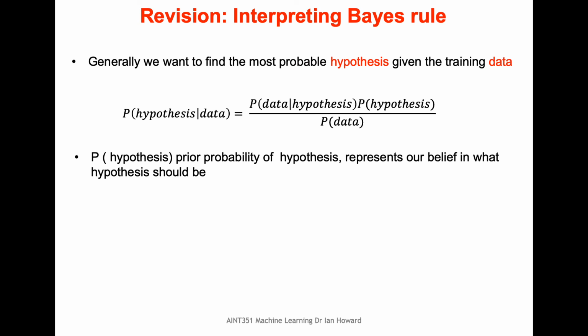So just to explain what these terms are actually known as, the probability of the hypothesis, right? This is your belief of what the hypothesis would be. Let's say you had 100 apples and 1 orange.